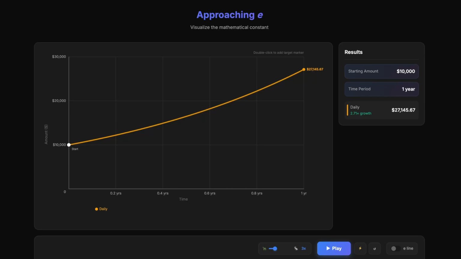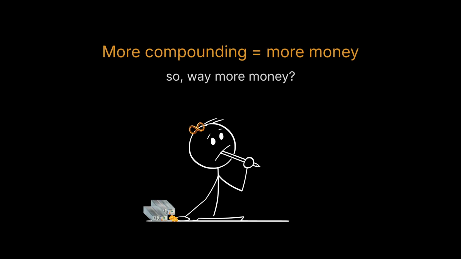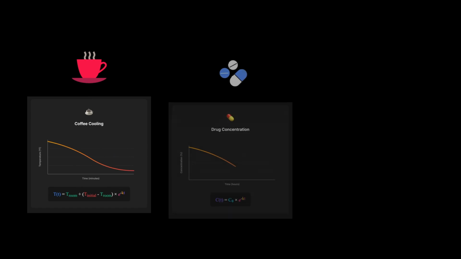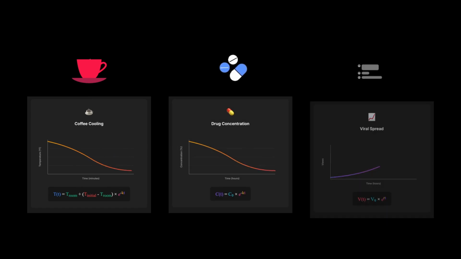Wait, you're compounding 365 times instead of once. Shouldn't you have way more than $27,000? Where did the rest of your money go? And by the end of this video, you'll see the same number hiding in your coffee cup, your medicine cabinet, and your social media feed.